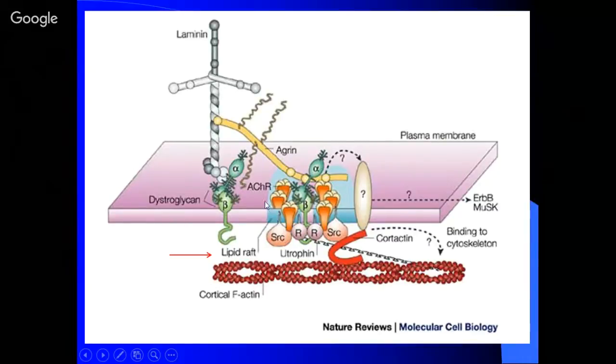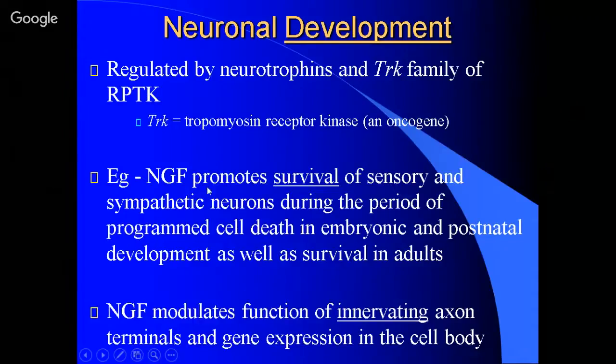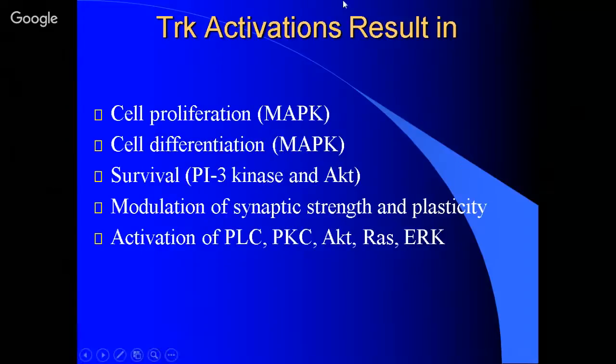You're not going to use the agrin for the activity of the neuromuscular junction. You're going to use it to create the neuromuscular junction. Survival by nerve growth factors, okay? Innervation of axons coming in, including reinnervation phenomena after stroke or brain injuries or anything else. All of this, the regrowth of nerve terminal, all of these things are going to depend on tyrosine kinases. Look at them. Cell proliferation, cell differentiation, survival.